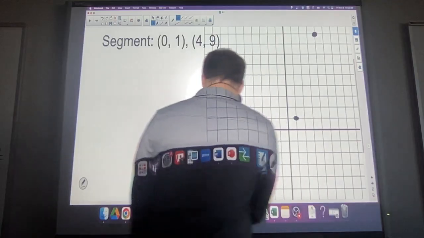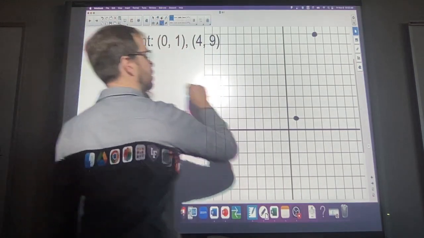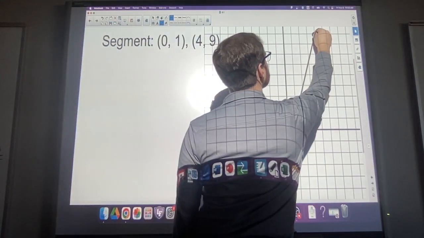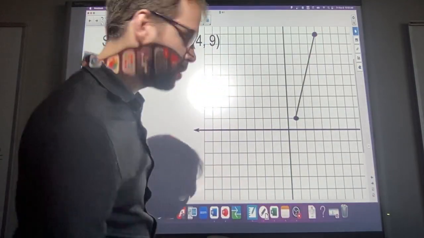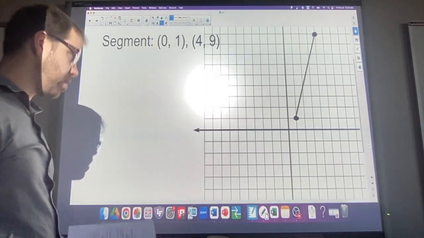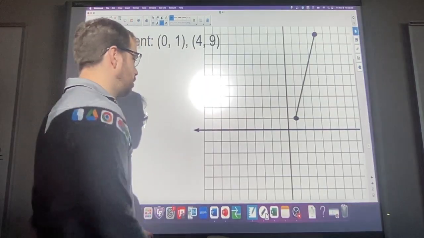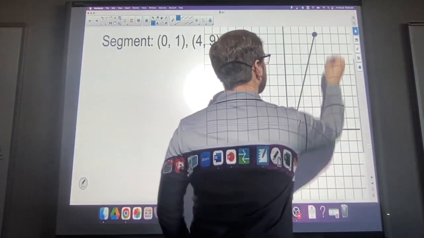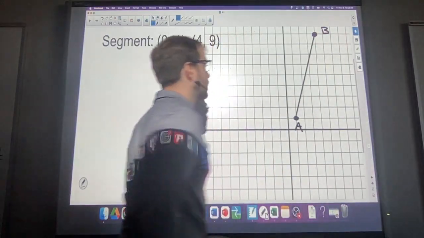All right, and I'm just going to connect those. Maybe you want to use a ruler. I've got a little straight edge tool here. Good. So go ahead and draw that. And I'll just call this point A, and I'll call this point B. How else do we keep track?